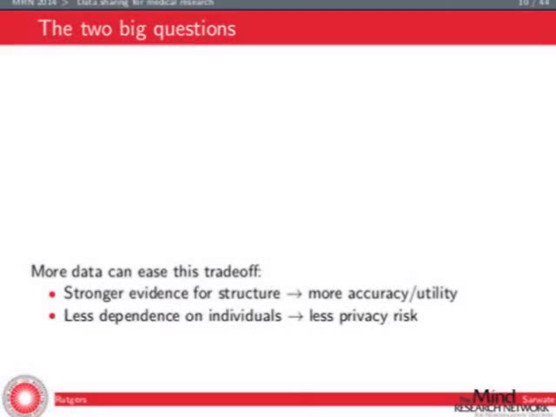On the other hand, if you have a lot of data, the structure that you're trying to identify is not really a property of individual data points anymore. It's a property of the data distribution, which is what you're learning about. And so you should have less dependence or reliance on individual data points. Outliers should not actually be very important. And so there should be less privacy risk.